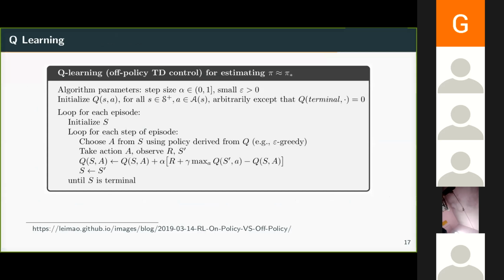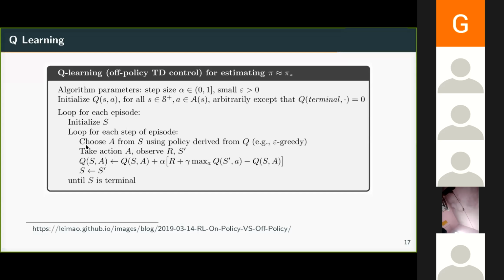So what is Q-learning? Q-learning will choose a small step size, small epsilon, initialize Q for all the states, and then it will arbitrarily set values, and it will start the training process. Now, what is the training process? It will initialize the state, meaning given the configuration of the board, what is the state? That is what it will first pick up.